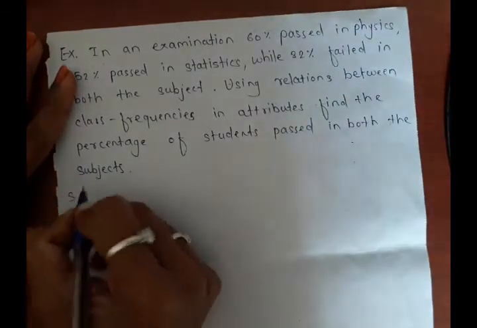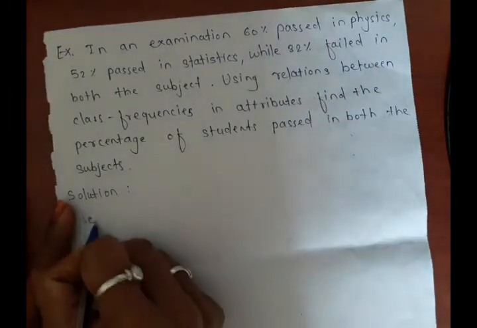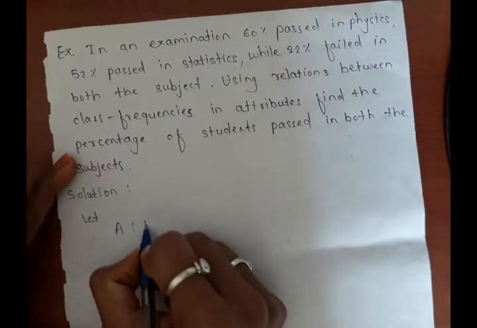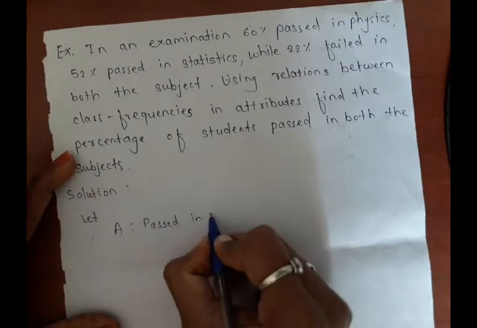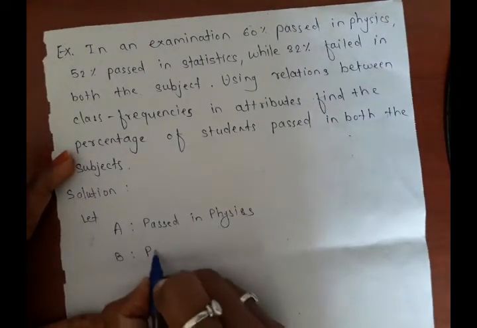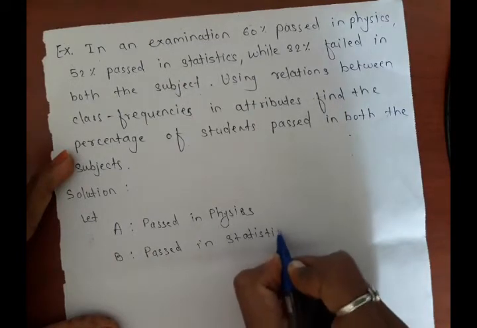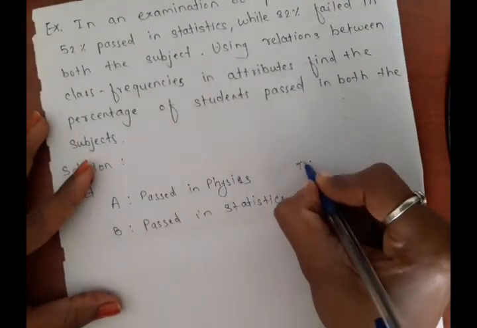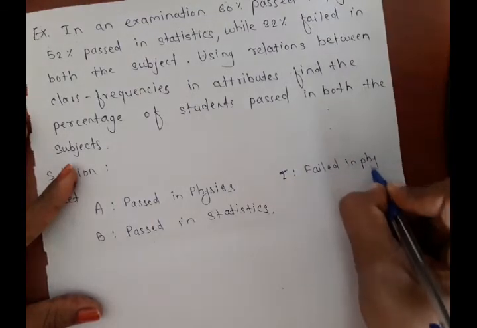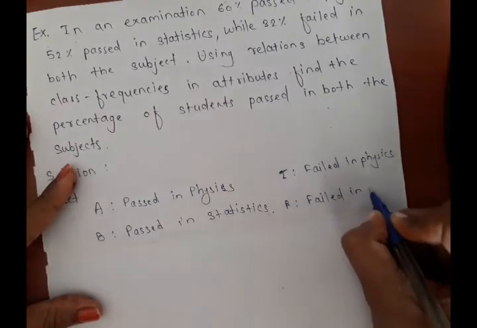Solution. Let attribute A be the condition passed in physics, and attribute B be passed in statistics, and attribute alpha be fail in physics, and beta be fail in statistics.